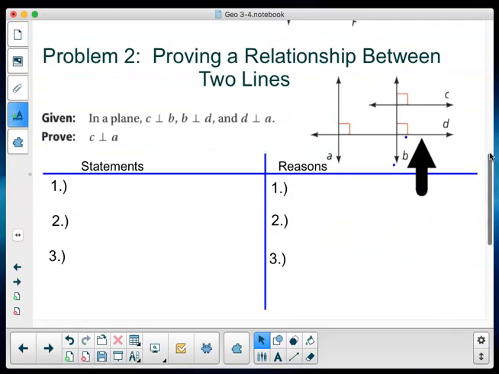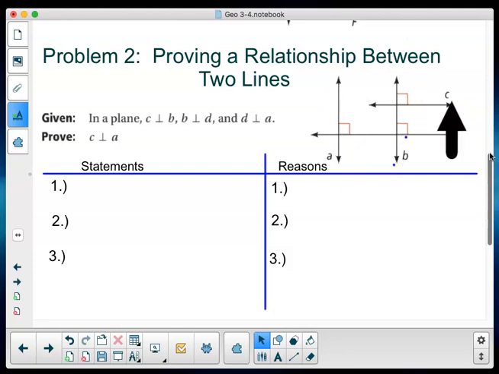Okay, in problem 2 here, proving a relationship between two lines. In a plane, C is perpendicular to B. C is perpendicular to B. And B is perpendicular to D. And D is perpendicular to A. Right now, I've got to see what they want us to prove. They want me to prove that C is perpendicular to A.